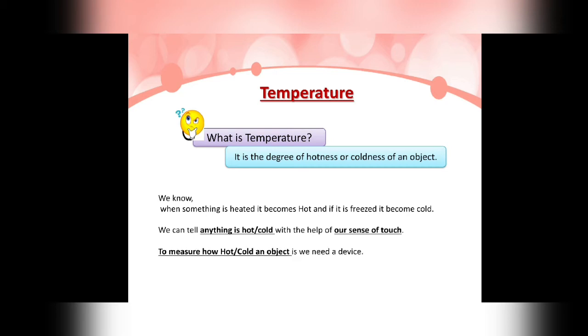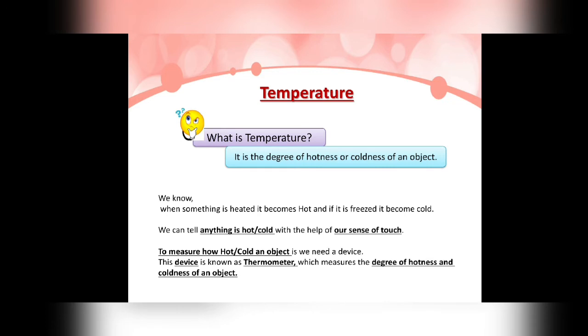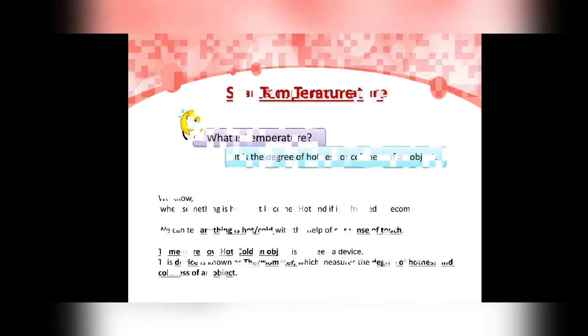So to measure how hot or cold an object is, we need a device, and that device is known as the thermometer, which measures the degree of hotness and coldness of an object. With the help of the thermometer, we can tell how hot an object is and how cold an object is. We can give the exact value for the temperature of the object.